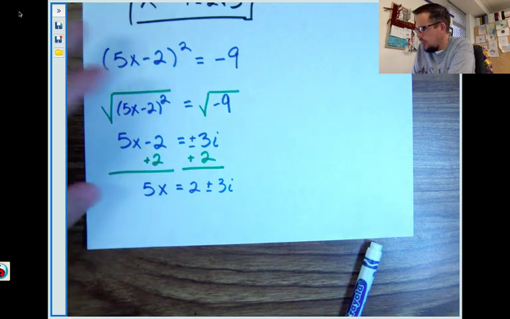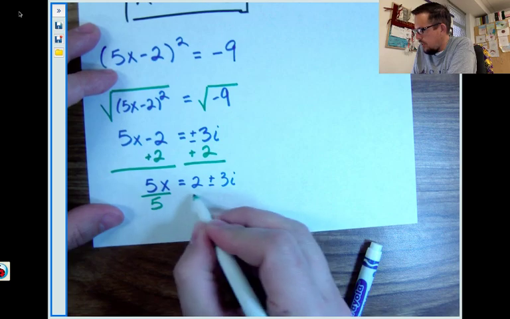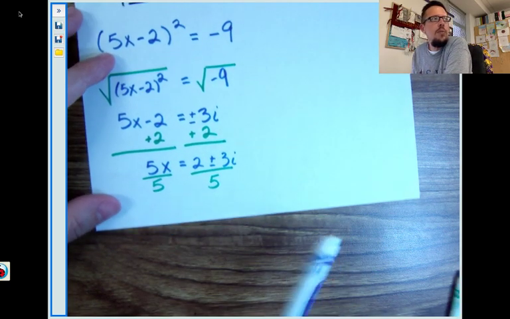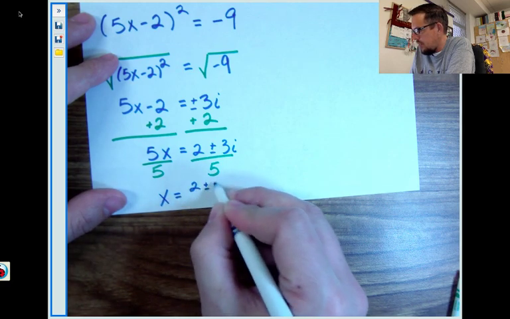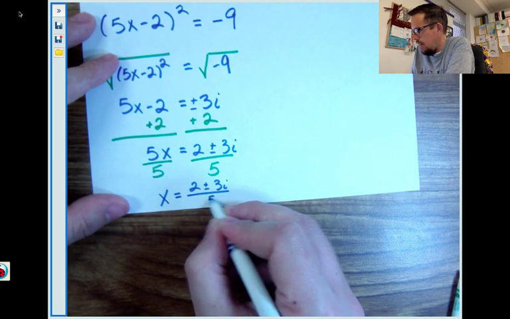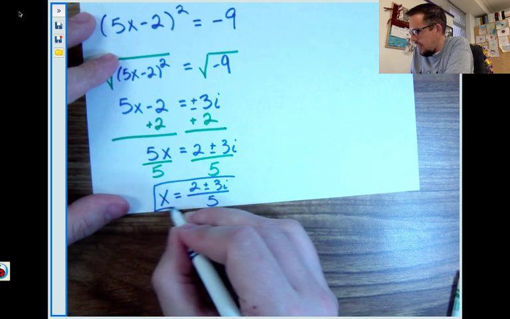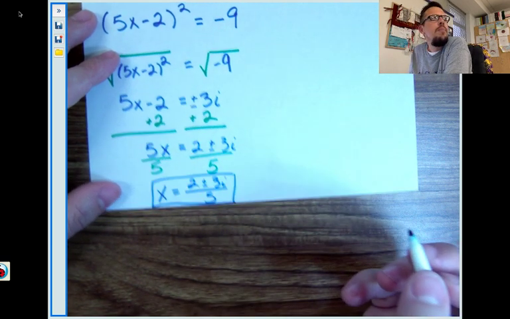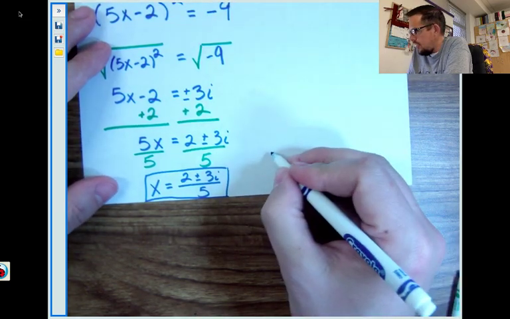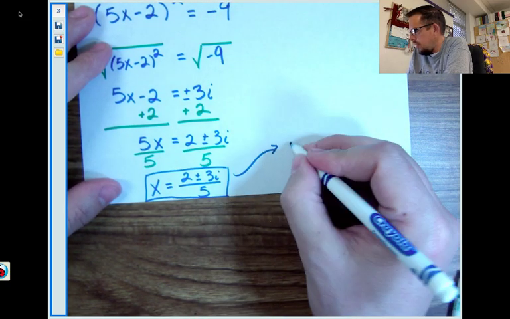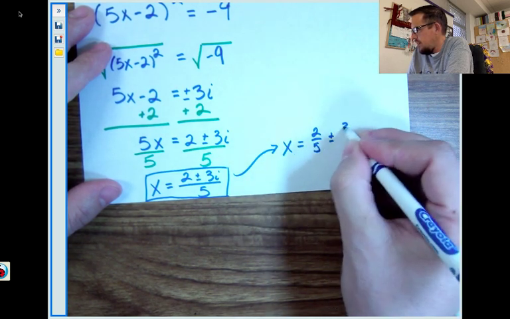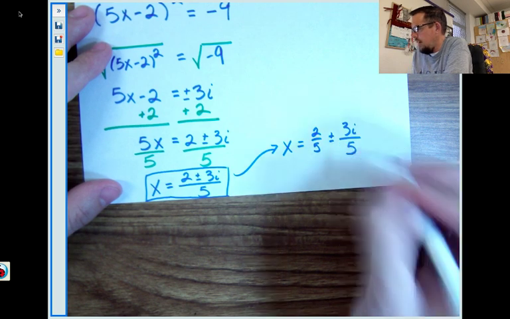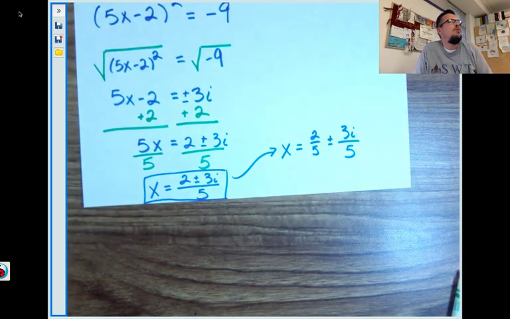Divide by 5. Okay, so I'm going to show you 2 different ways you can write this answer. First, I'm going to show you the easy, sort of lazy way. The lazy way to write this is 2 plus or minus 3i over 5. That's a lazy way to write it, and I like the lazy way. You could also write it, if you wanted to, here's your alternate way, 2 over 5 plus or minus 3i over 5. In other words, you could divide each individual piece by 5. Both of those are acceptable.